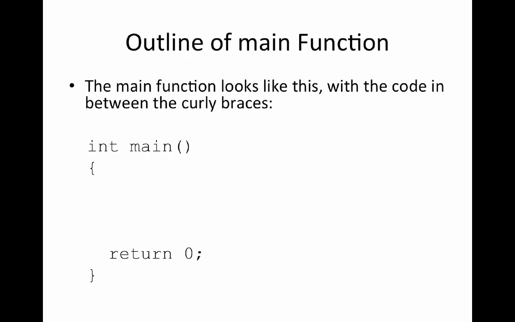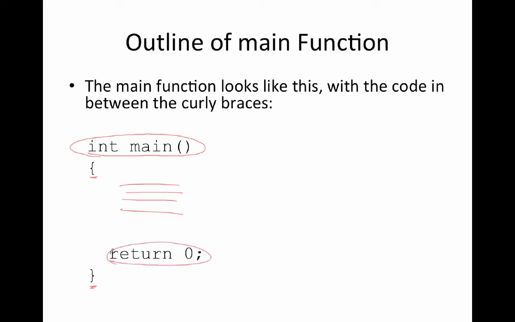This is an example of an outline of a main function. So the main function looks like this. It starts with the first line, which is called the function header, this int main and then empty parentheses. That's the function header. And then all of the actual code will go in between these curly braces. So the left curly brace and the right curly brace. So all of the actual lines of code will go in here. And then at the bottom we have this thing that says return 0.